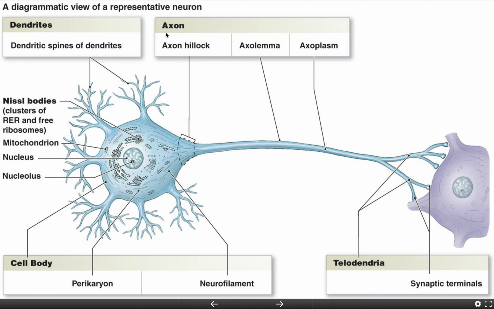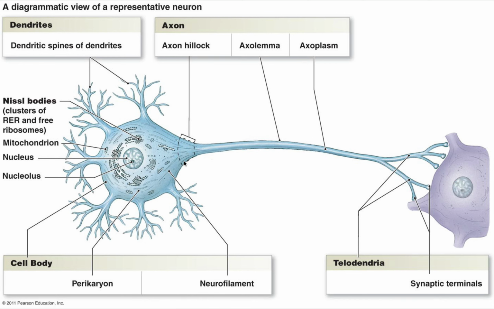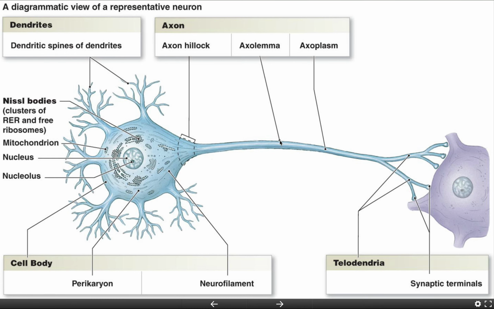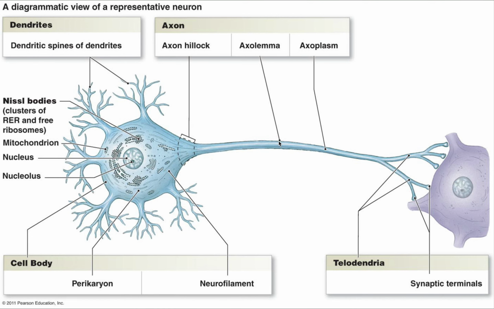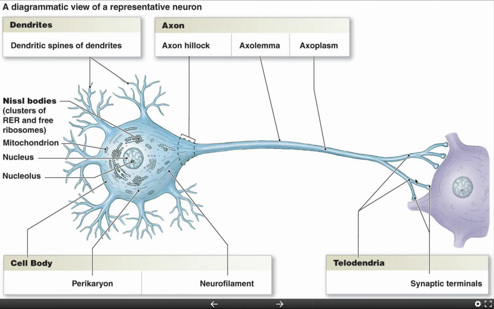And then we have the axon. Here's the axon, which is the output region. The axon hillock is this region right in here. It's the base of the axon, and that's where the action potentials are first generated. The axolemma is just the plasma membrane surrounding the axon. And the axoplasm is the cytoplasm and the organelles in the axon. There's not many organelles there, but there's cytoplasm.